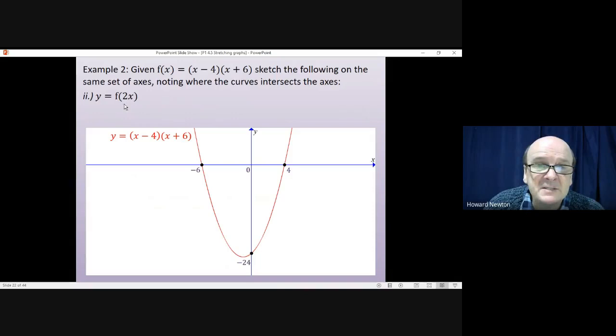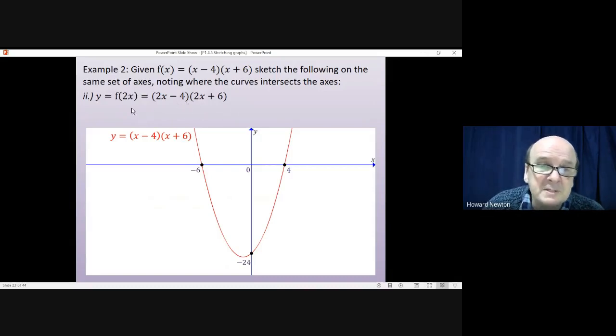They haven't asked us that, but just so it's clear what's going on, the x's all change to 2x. So wherever we have x in the original function, it's now going to change to 2x. So that would be the new equation for f of 2x: 2x minus 4 times by 2x plus 6.